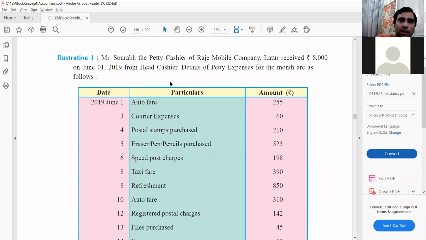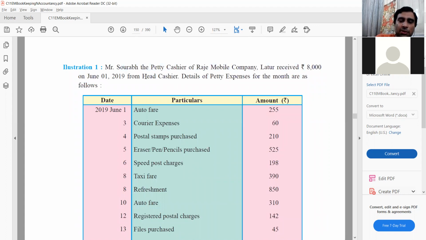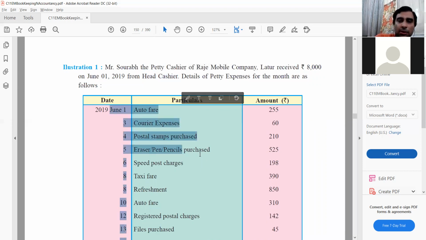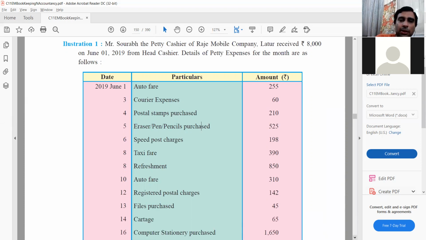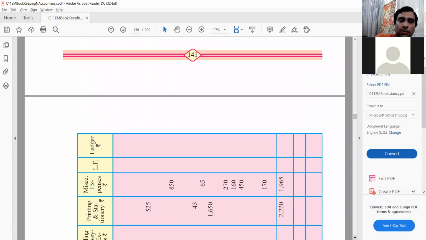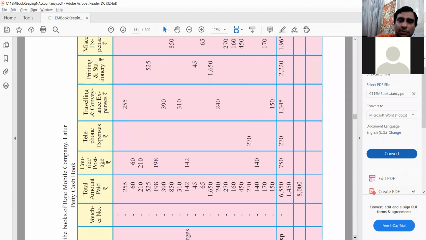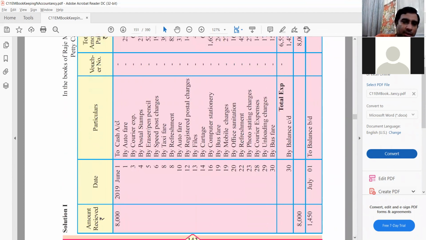Mr. Saurabh, the petty cashier of Rajay Mobile Company, received 8,000 on June 1 from the head cashier. Okay. So this is very simple. Left hand side, the first column, to cash received from head cashier, and then these are all the expenses which have started. So let us try to take a look at this now. This is a little messy because of the format. So the first entry is to cash, on 1st June, 8,000. This is the left hand side.